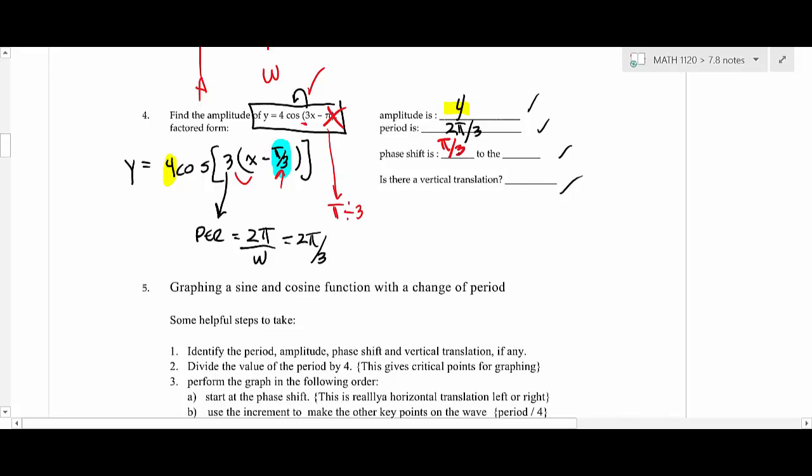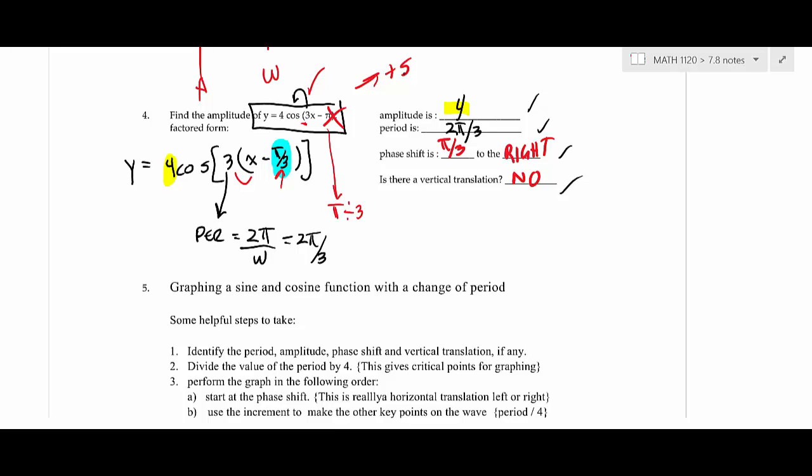Which way does that go? If it's minus pi over 3, is that left or right? Right. It goes to the right. The minus tells you to the right. Just like college algebra stuff. Okay, vertical translation, there is not one, because you'd have to have a plus or minus number out there. You'd have to have like plus 5, then you'd move up 5 and so forth. So that's one of the first things you do in this section, being able to identify all the pieces: amplitude, period, phase shift, all that stuff before you do any graphing.